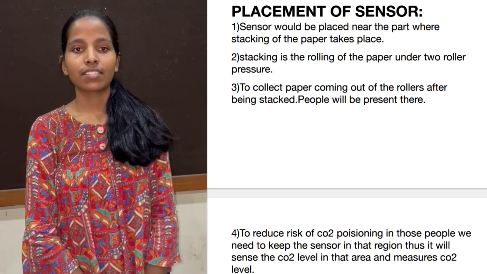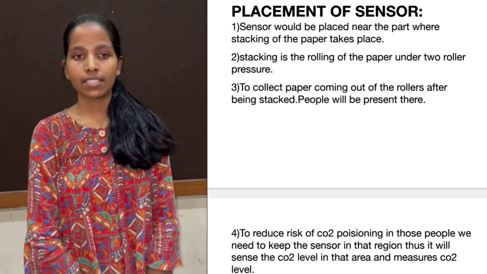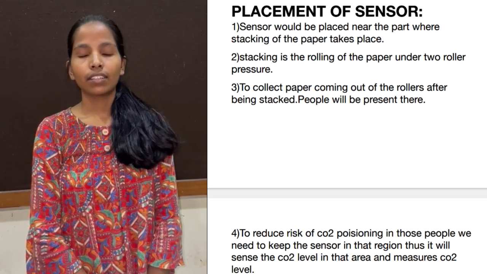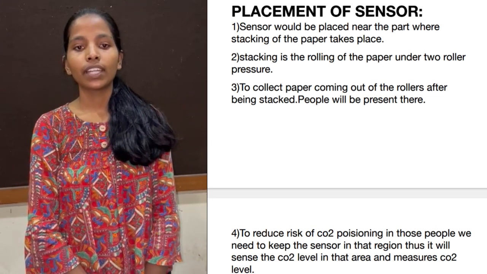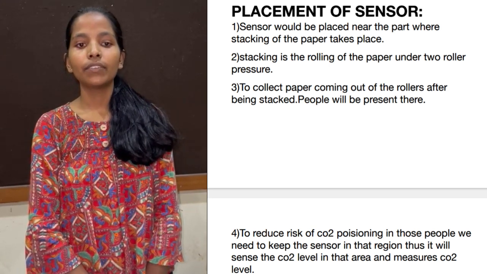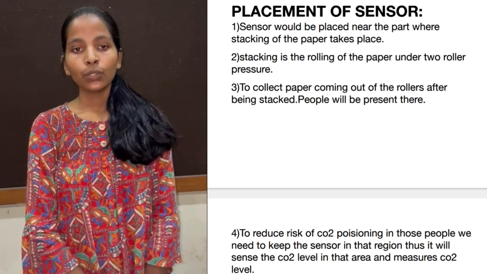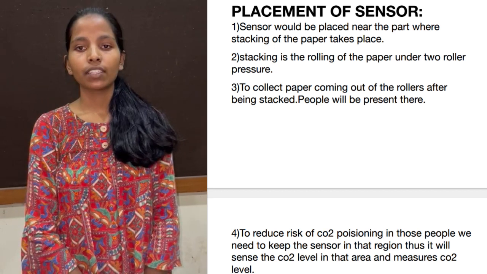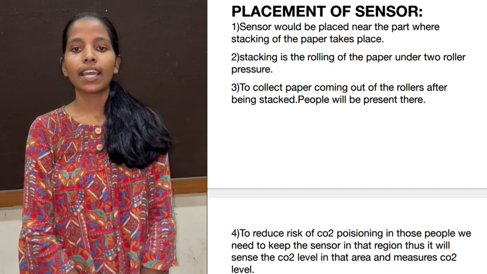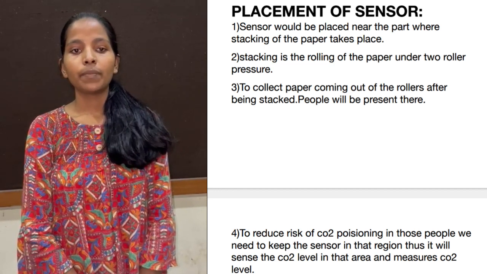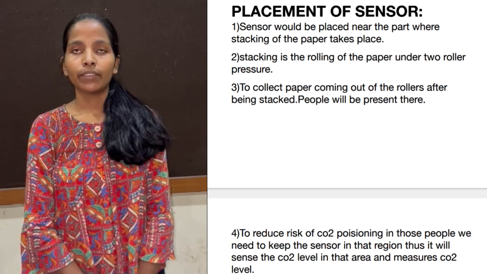Placement of sensor. First, the sensor would be placed near the part where stocking of the paper takes place. Second, stocking is the rolling of the paper under two-roller pressure. Third, to collect the paper coming out of the roller after being stocked, people will be present here. Fourth, to reduce the risk of CO2 poisoning in those people, we need to keep the sensor in that region, so it will sense the CO2 level in that area.